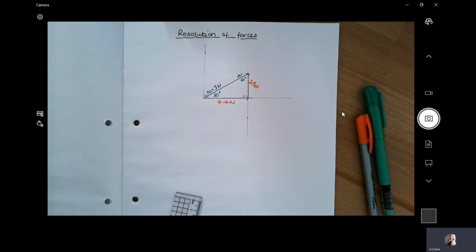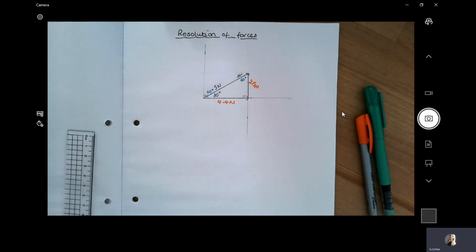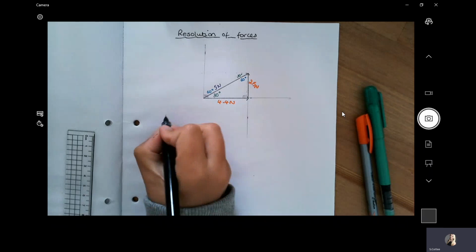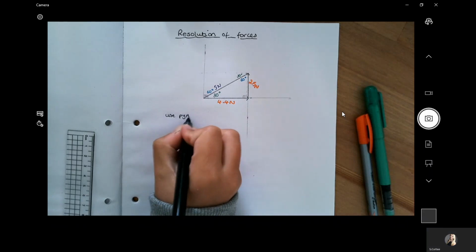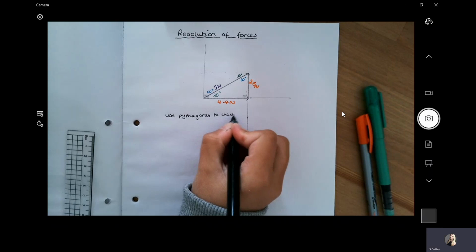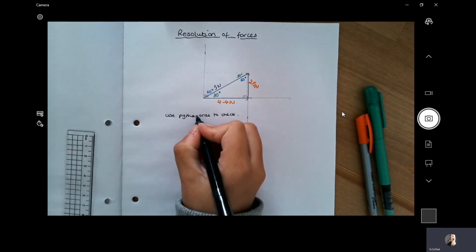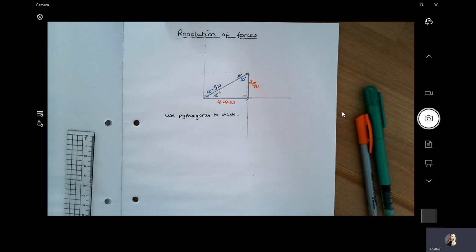Now, if you want, you can check this. You can use Pythagoras to check. And again, I've told you this before, you will not be asked to use trigonometry or Pythagoras to check anything in an exam. This is more just for you to check for yourself if you want to.